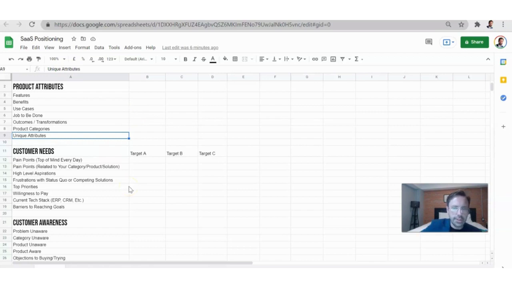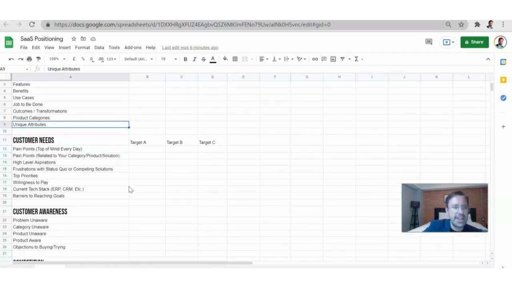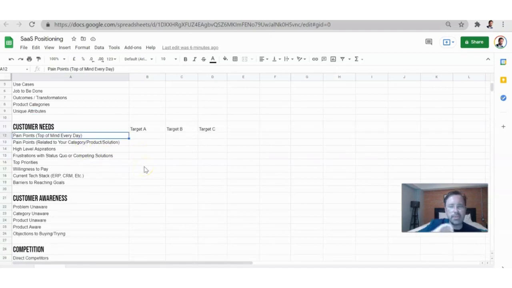So once you've looked at the supply side, now let's look at the demand side. Okay, what are customers actually demanding? What are their needs? And I'm starting here with pain points, because if you solve a pain point, like a red hot pain, that's kind of the easiest thing to sell and to market. And those pains may vary by target.